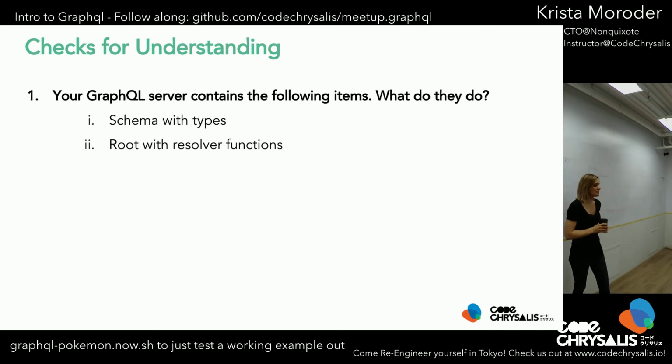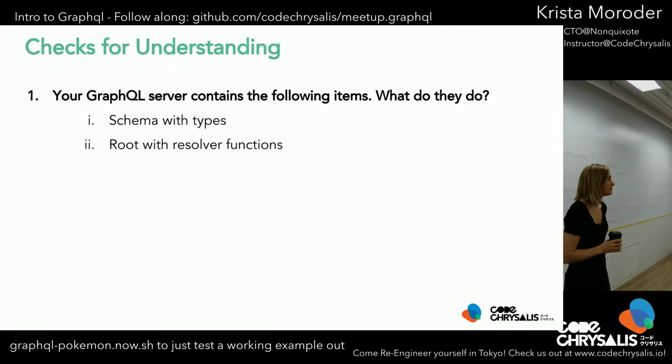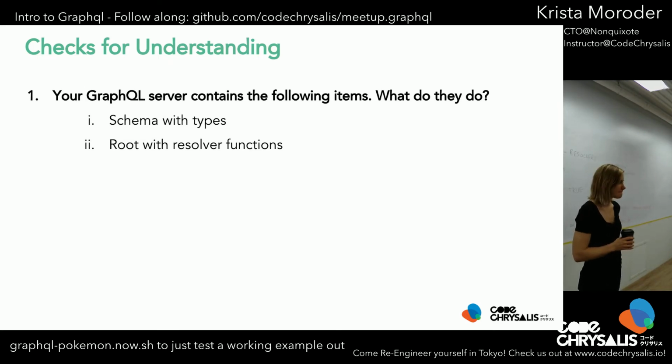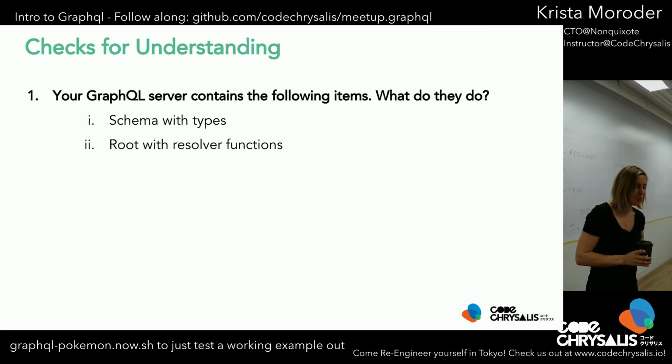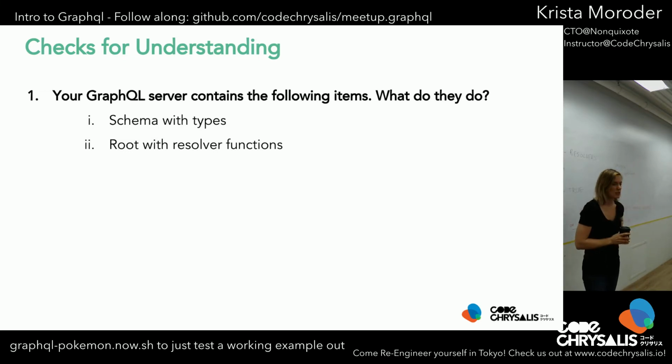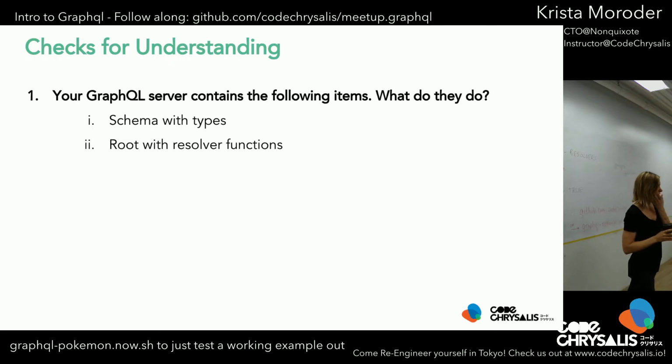All right, who thinks they have an answer? What does the schema do? Define the structure of data. Yes, that's exactly it. It defines the structure of the data, which allows us to do better error handling. It allows us to make sure we're mapping the correct things. Awesome. What about the root with the resolver functions? What does that do? Define the root point of the data, or scope of the data. Yeah, so it defines the root point where we enter it. What do the resolver functions do?